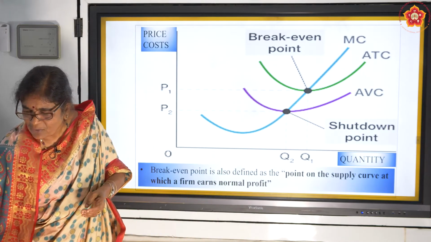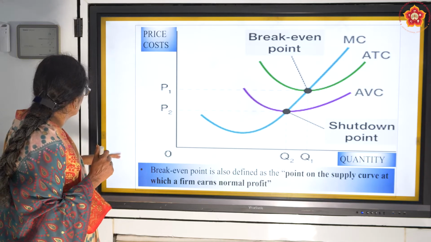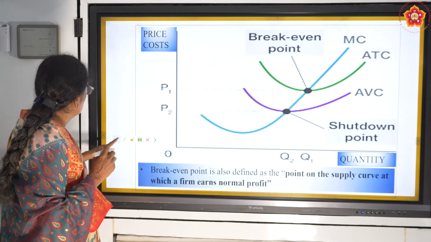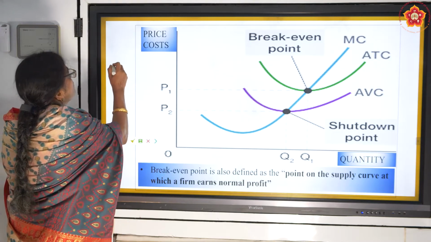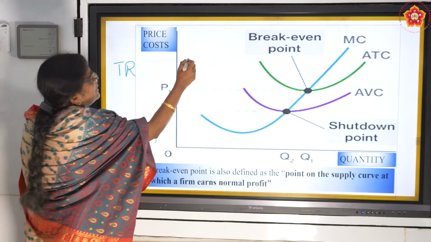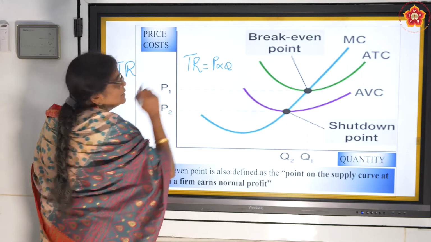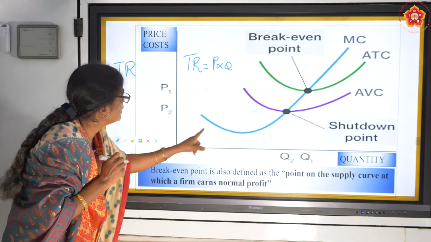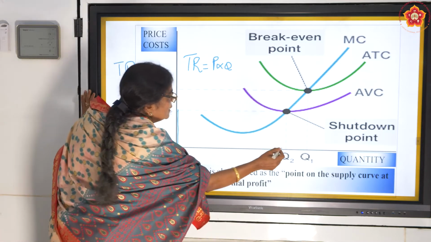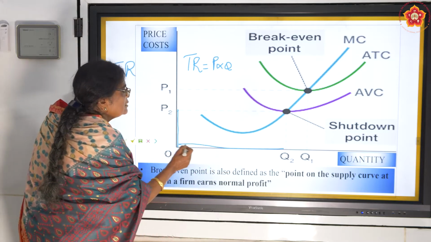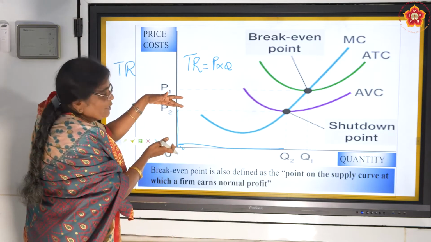Here you have to notice that we have explained already in our total revenue concept. The concept of revenue, what is that? TR is equal to, I will write here, TR is equal to price into Q, quantity. Price into quantity. What is the revenue here? This distance and this distance. This distance will give you Q. This is OQ2. This is OP2.